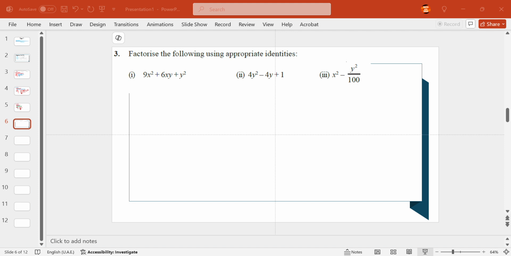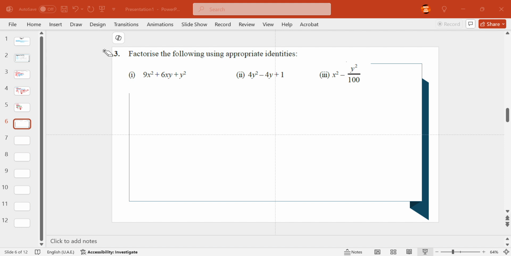Now let us see the factorizing. Here, what is the first term? 9x square. Can you write it as 3 square into x square? So can you write it as 3x whole square? So that means it is a perfect square. And the third term is y square. It is already a perfect square. So when you have two perfect squares, what are we supposed to do? We have to use identity 1 or identity 2.